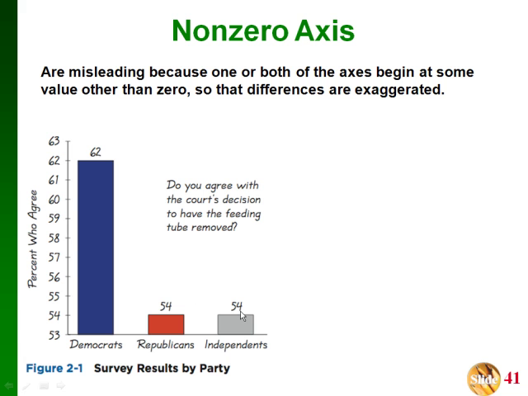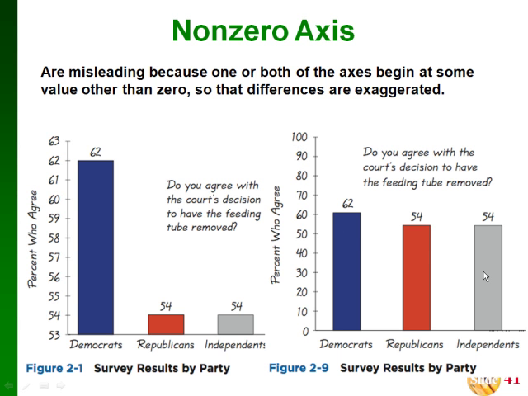But if you just get the first impression of this graph, it looks like the Democrats are way ahead of the other two parties. If we fix this so that the vertical scale starts at 0, it makes a big difference. Look how much different this graph looks than the original one. Now we can see that the differences between the three are really not very much, between 62% and 54%. So this original graph was very, very misleading.